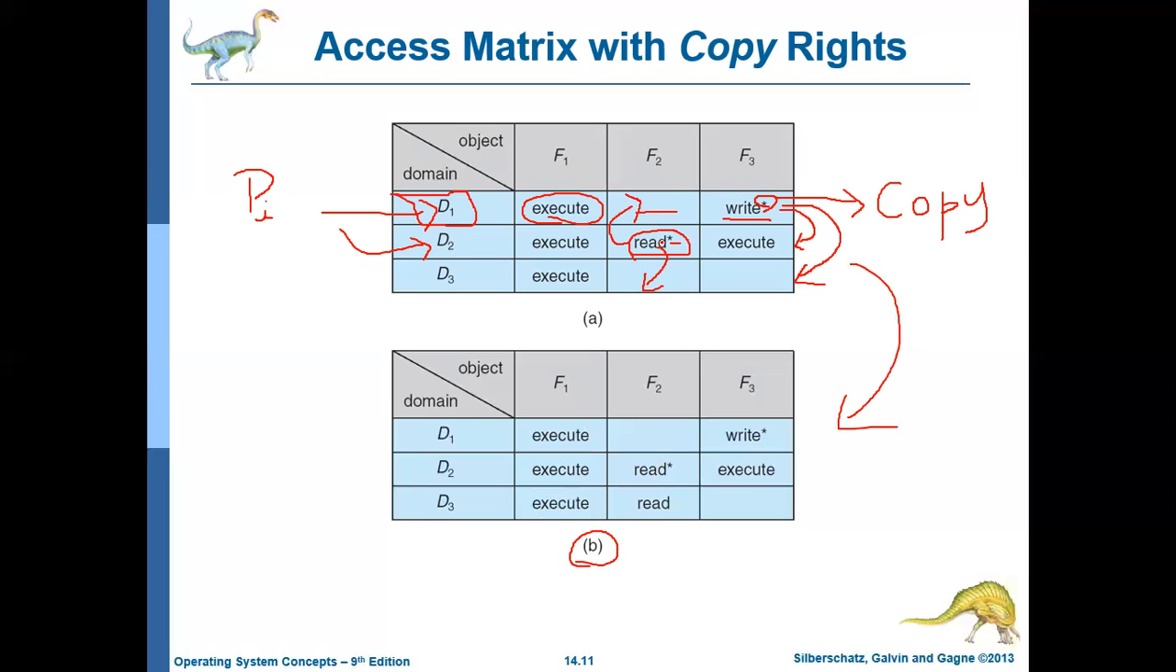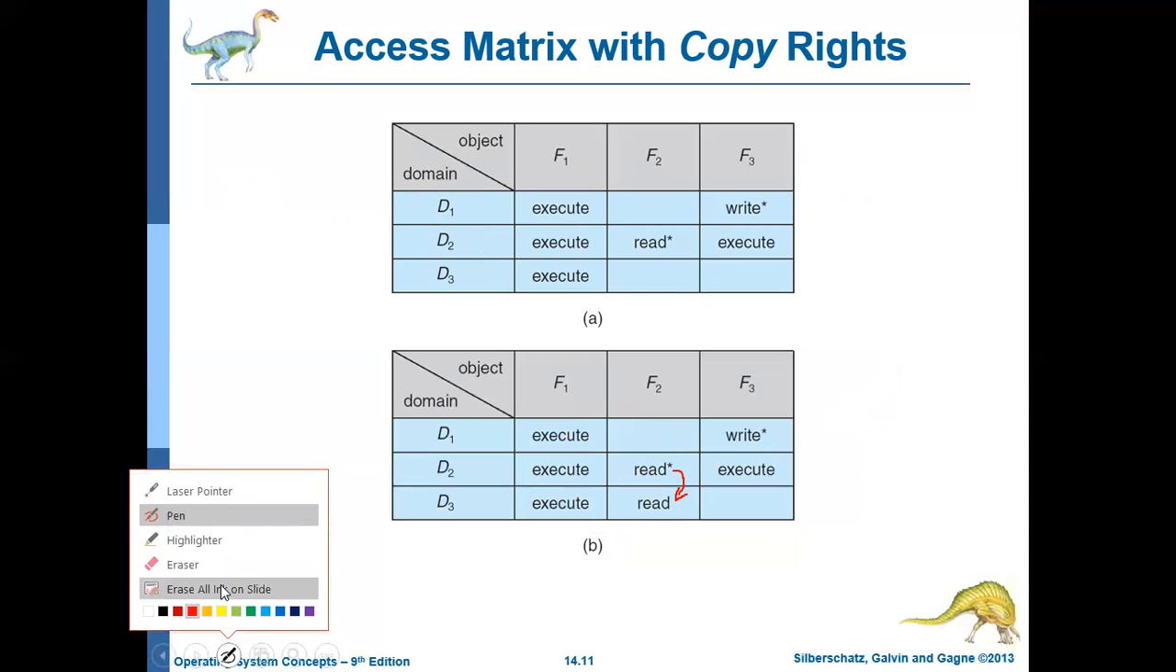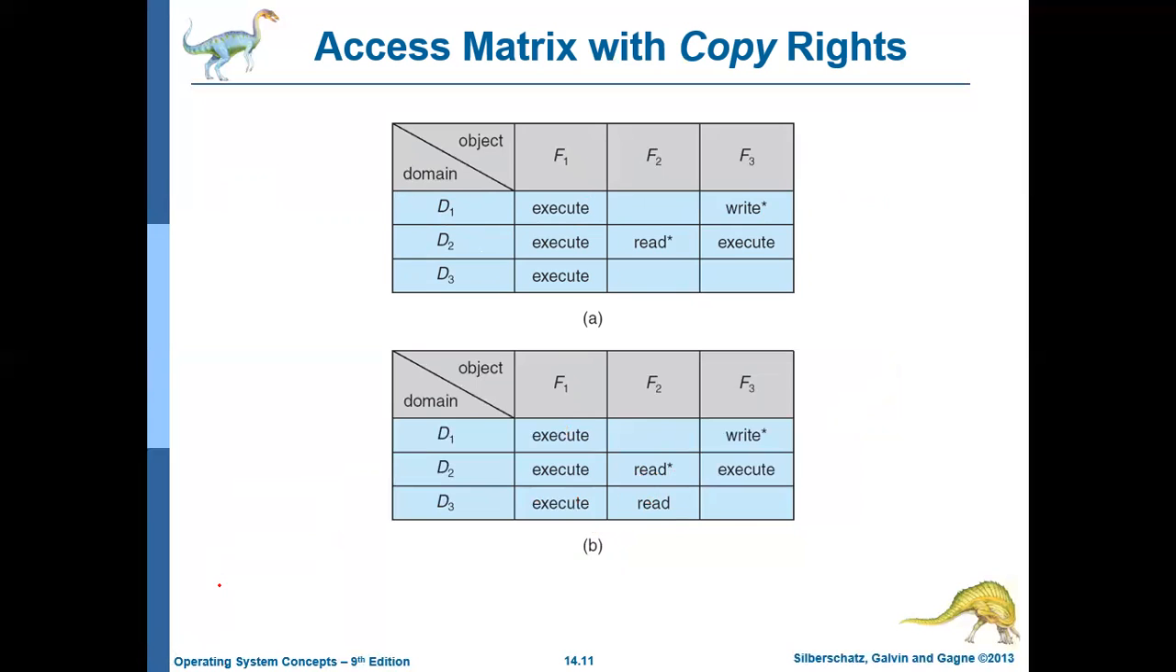Here you can see previously the read star was only here, but now a read comes here. How did it come? Because the process which is executing on D2 has the right to copy the read to any other domains. So this particular process executing on D2 has copied the read to the domain D3. But here you can see the star is not coming here, which means that D3 can only read. D3 doesn't have the right to copy this read to any other domains. That right remains only with D2. So this is called access matrix with copy rights.